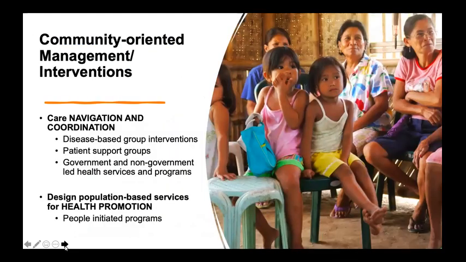So what would be the interventions? Examples would be care, navigation, and coordination to improve that kind of link. It can be disease-based group intervention. It can be patient support groups. It can be linked between government and non-government that would now enhance patient care or improve health services, and implementation of population-based services for health promotion that are people initiated.